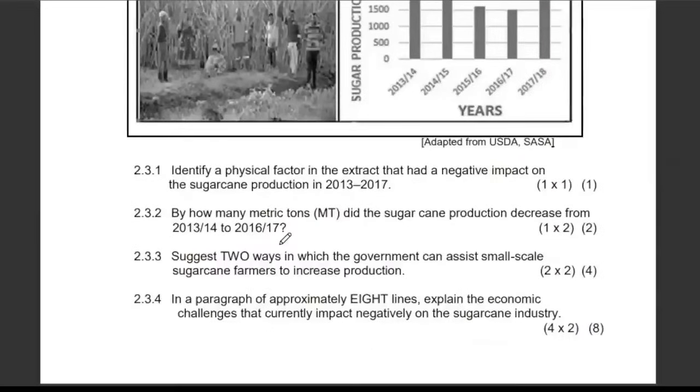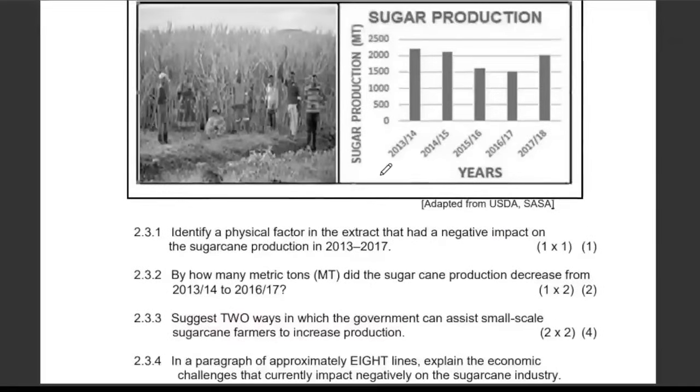By how many metric tons did the sugarcane production decrease from 2013-14 to 2016-17? If we check there, 2013-14, sugarcane production in metric tons was somewhere there. And going to 2016-17 is somewhere here, which is around 1,500. There is above 2,250. So as an estimation, we want the difference between the production here and the production at this particular point.